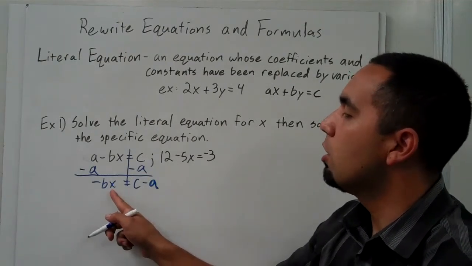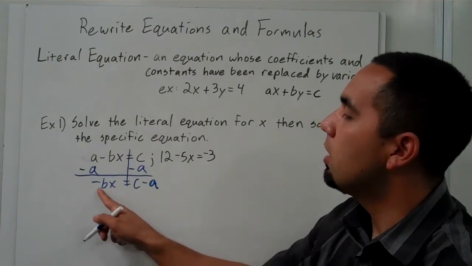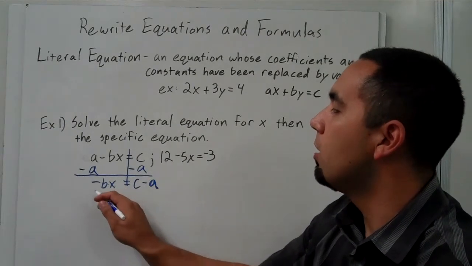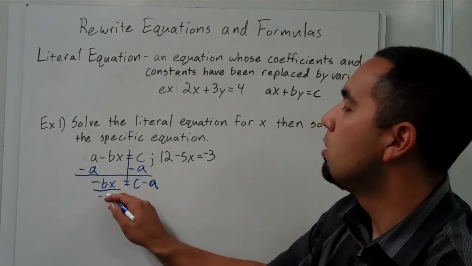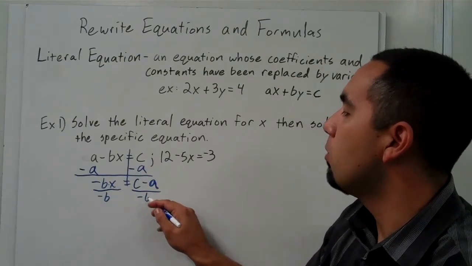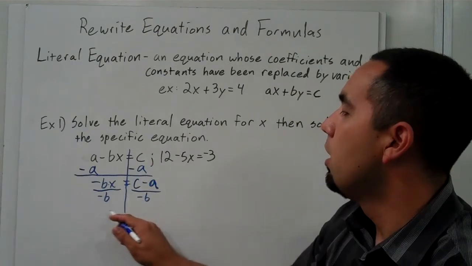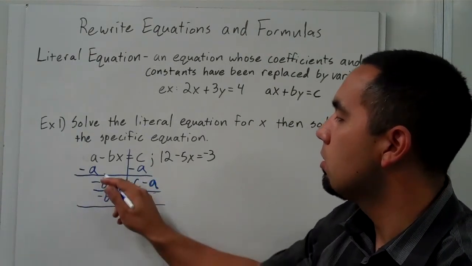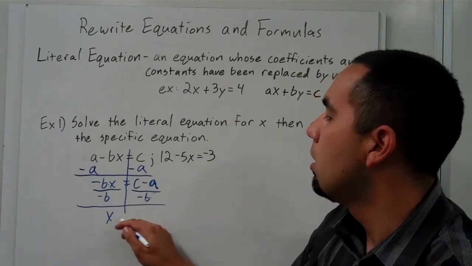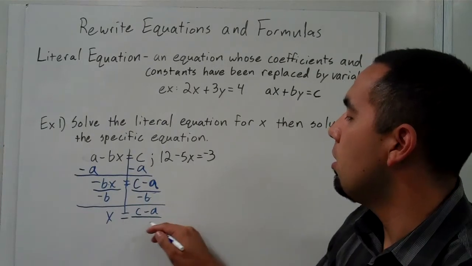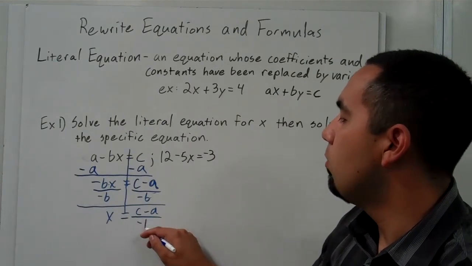And again, I'm trying to solve for x. So I need to think of what's happening here with x. Well, x is being multiplied by negative b, so I'm going to do the opposite. I'm going to divide by negative b. And if I divide one side, I have to divide the other. I have to remember to divide everything by that negative b. So again, that becomes a 1. We get x equals c minus a over negative b.